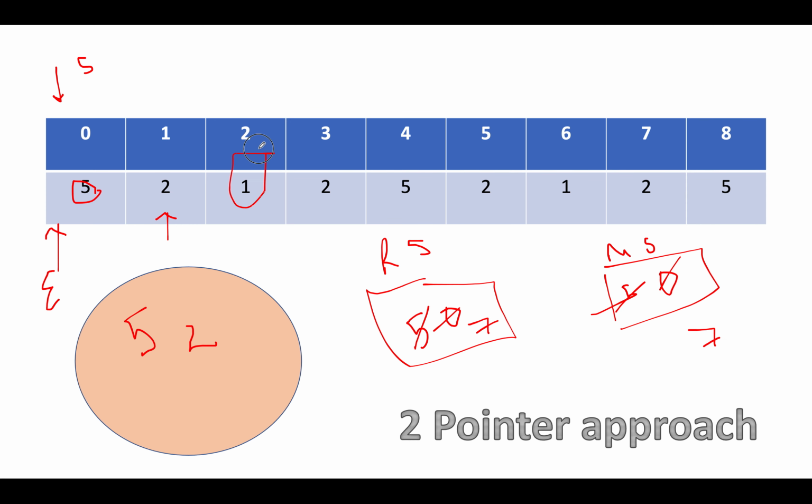Next we have 1. 1 is not part of the set. 1 gets added. Running sum gets updated to 8. Max sum gets updated to 8.